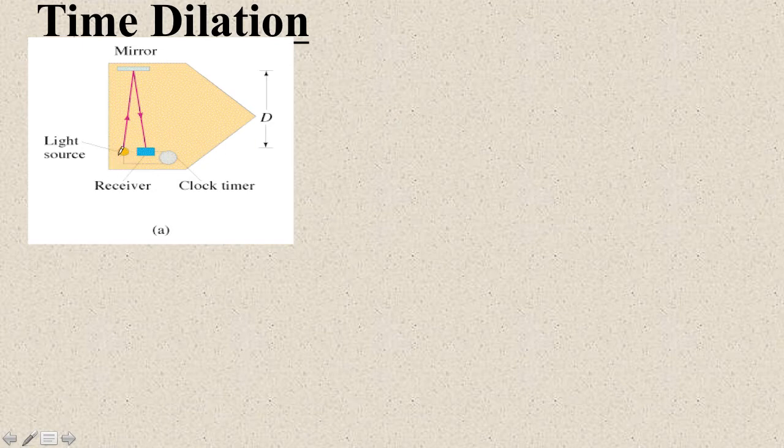Let's look at this clock here. This is supposed to be a spaceship that it's in. The way this clock works is that a little pulse of light leaves here, travels up here, hits the mirror, comes back down, hits the receiver, and the clock goes tick.